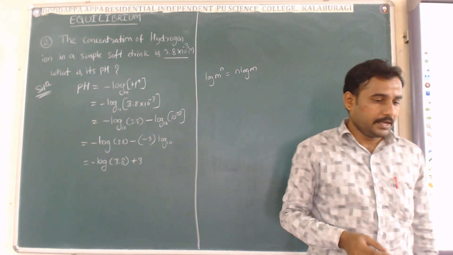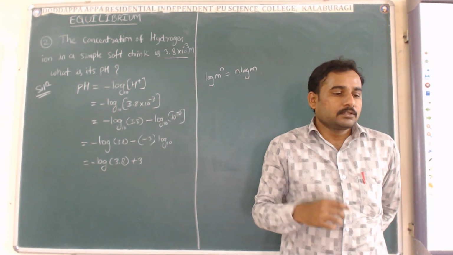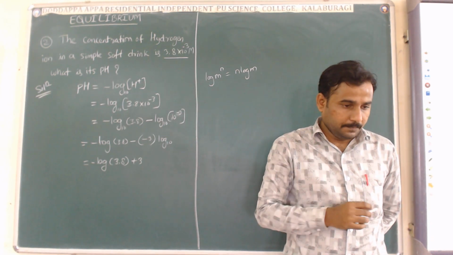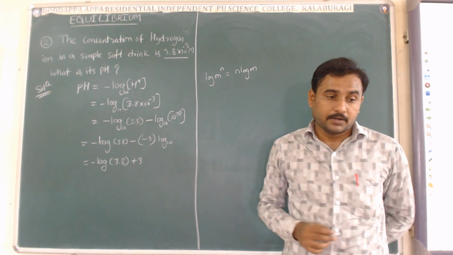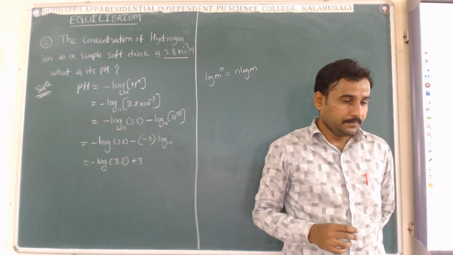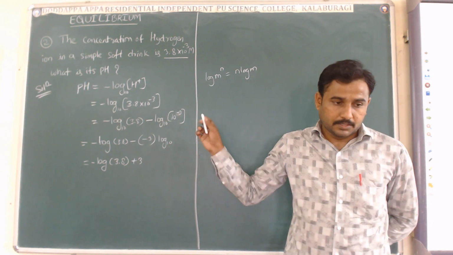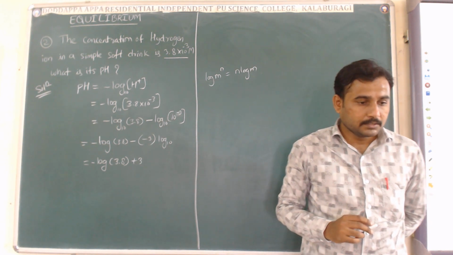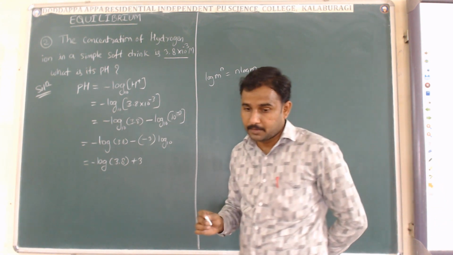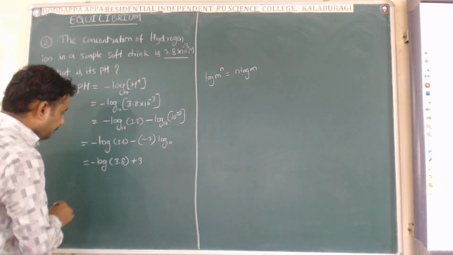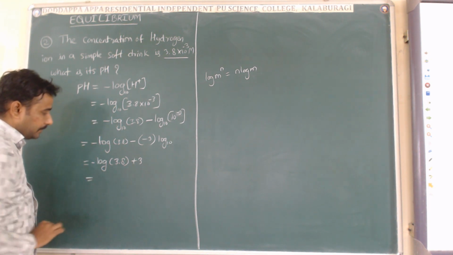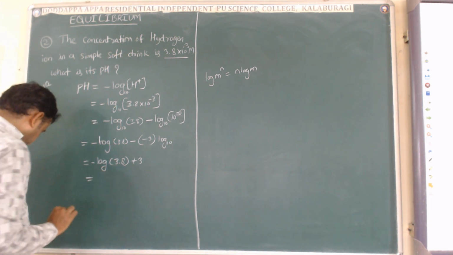In physics also they have explained how to find the logarithm and anti-logarithm. In this chapter, finding the logarithm and anti-logarithm is very important for solving the problems. I hope you already know the logarithm table, so no need to explain it once again. So what value do you get for log 3.8 here?